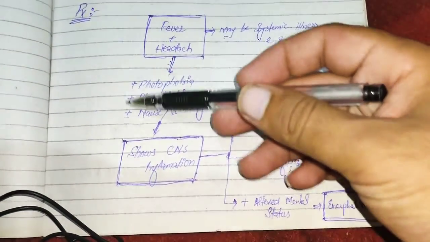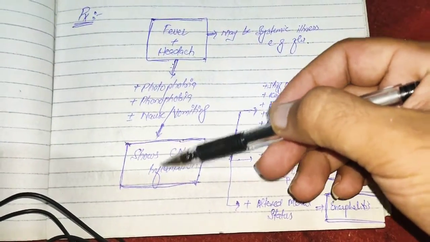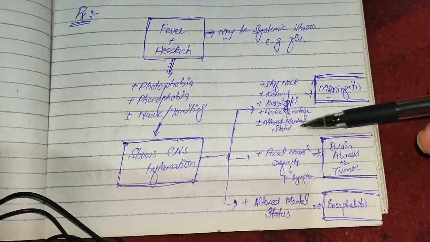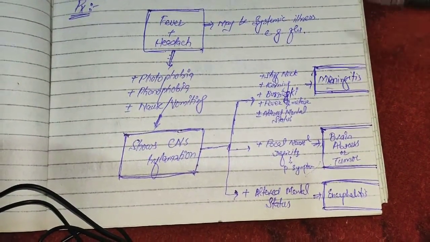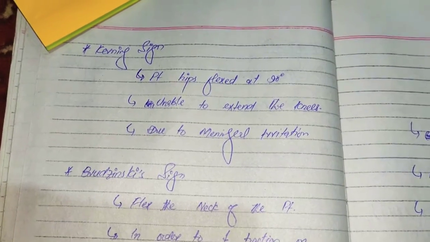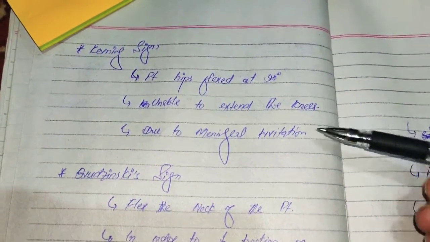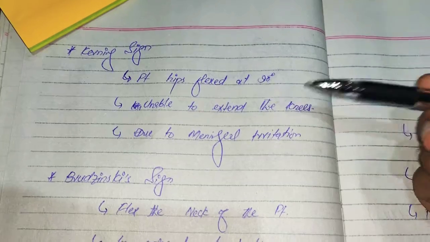Fever and headache with phonophobia as well as nausea and vomiting, that's CNS. With all these signs positive, that's your meningitis. Now the various signs that we said will be positive in meningitis. First of all is the Kernig sign. So what is the Kernig sign?